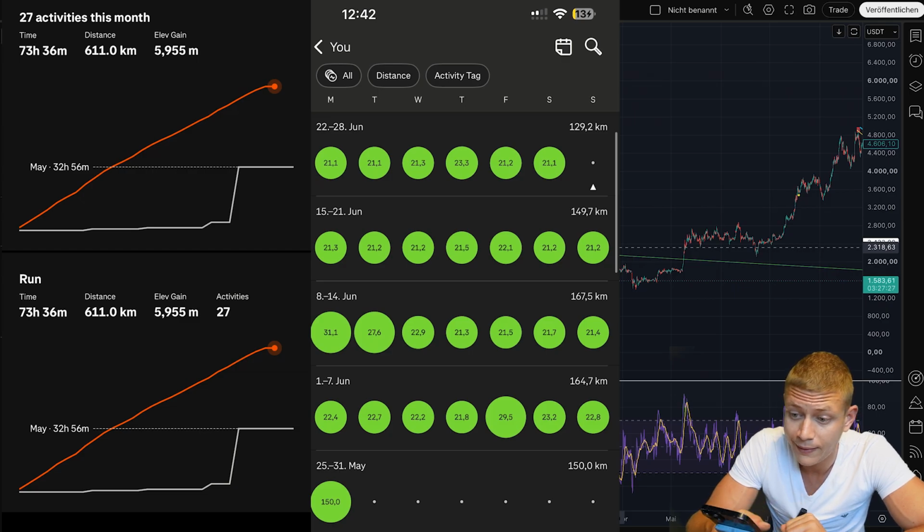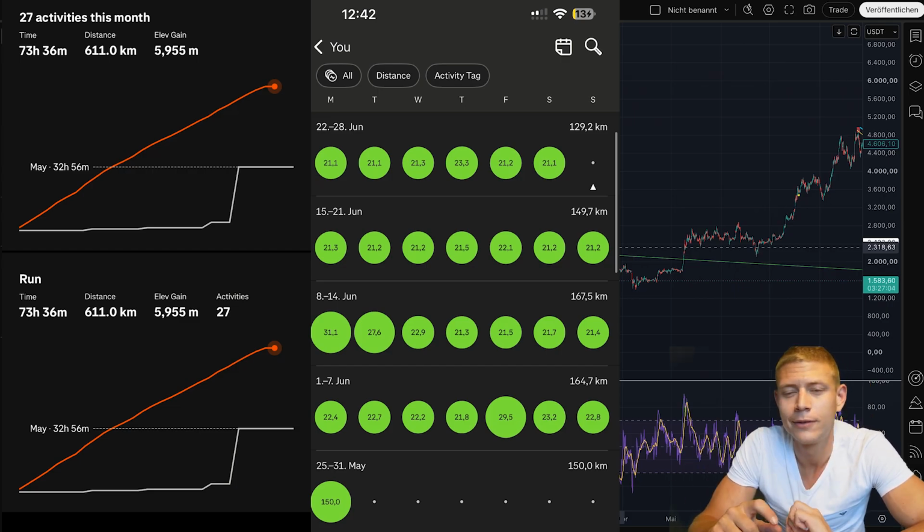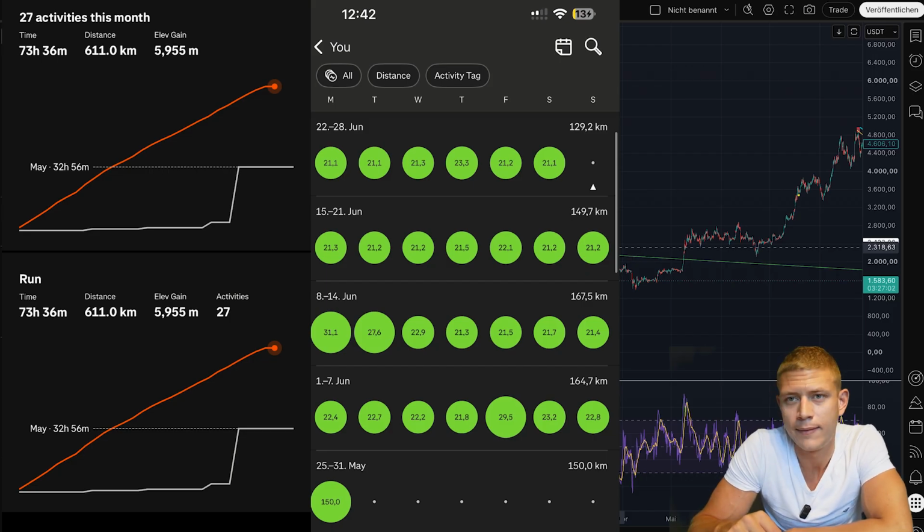Bro, it was 611 kilometers, only this month so far. And let's check 611 kilometers in miles. Well, it's 380 miles. I ran 380 miles this month. That's amazing, and we are not done, by far not done.